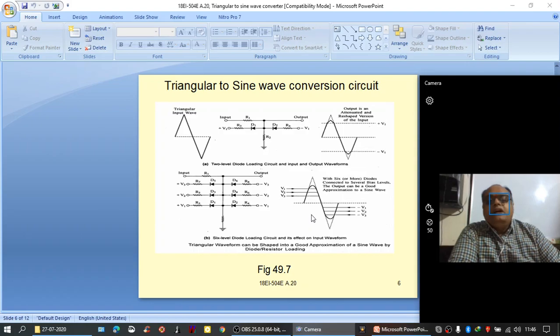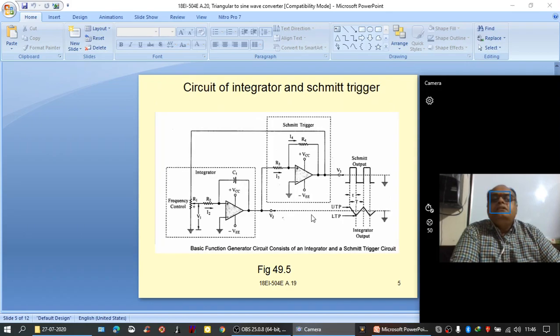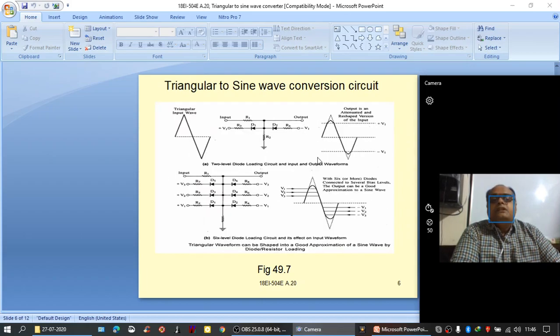Now we have seen how the triangular wave is converted into a square wave using a Schmitt trigger circuit. Now let us see how the triangular wave can be converted into a sinusoidal wave. Here, the input signal, that is the triangular wave input signal, is given at the input terminal.